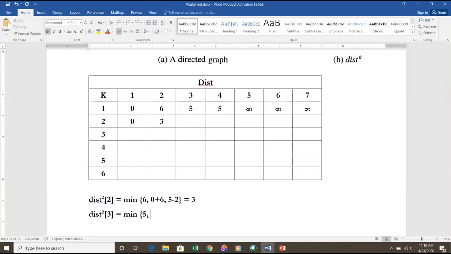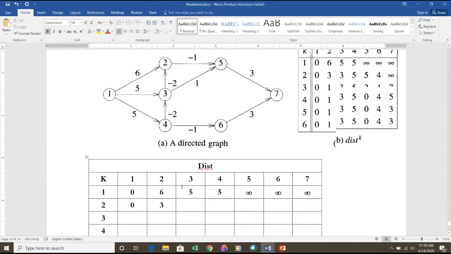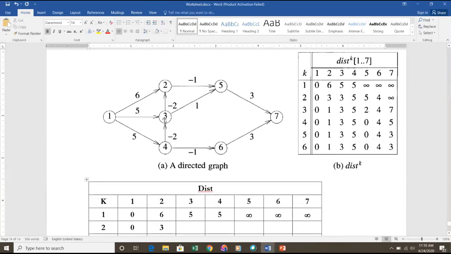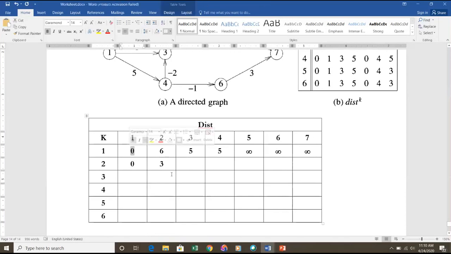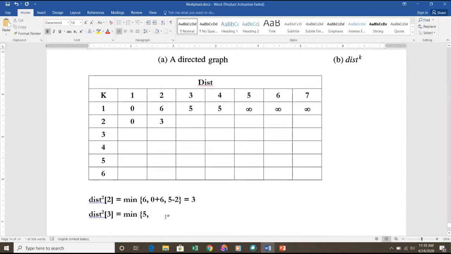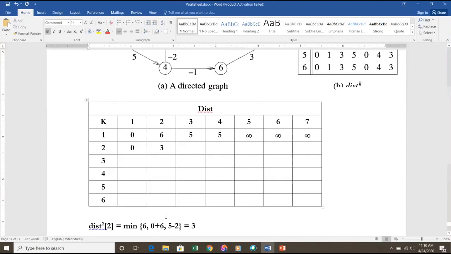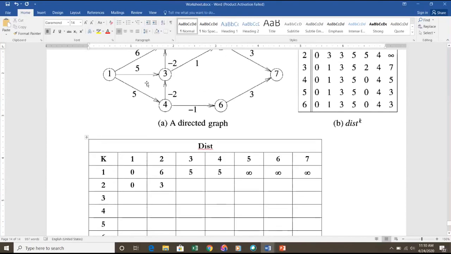Okay, now look at 3, which are the vertices, the edges that are adjacent. There are two edges adjacent, from 1 and 4. So let us consider 1 first. What is the cost of 1? Cost of 1 in the previous step is 0. So write 0 plus what is the edge cost from 1 to 3? It is 5.